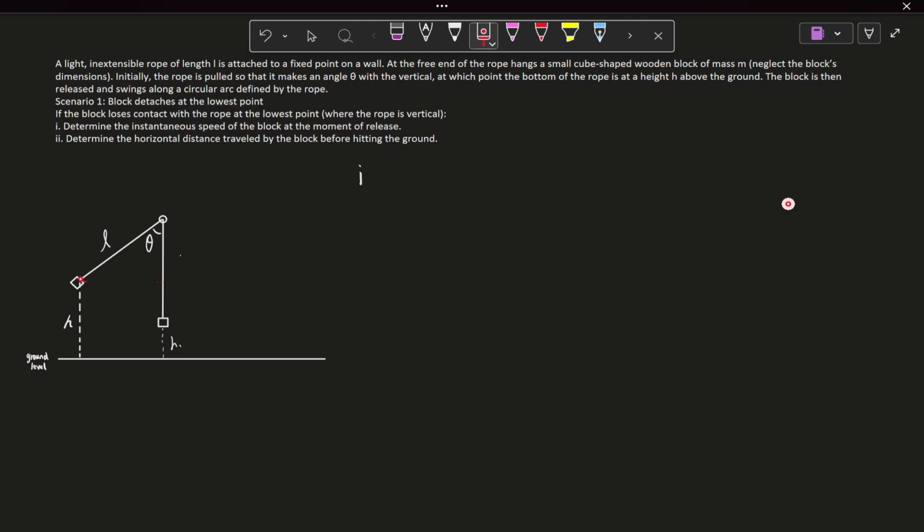So from the question, we know that the initial height of the block above the ground is h. The length of the rope is L. So initially, it only has gravitational potential energy, right? And when it reaches the lowest point, it also has gravitational potential energy, but it's smaller. It also has kinetic energy because it is moving at some speed, right? So we can just write mgh is equal to 1 half mv squared plus mgh1, because it is h1 above the ground.